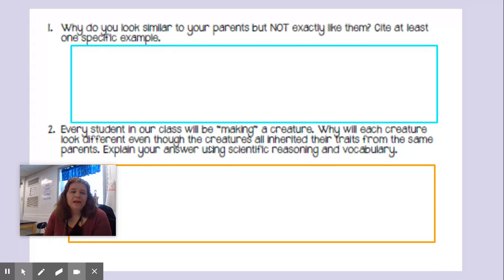And then on this worksheet, on this slideshow, you're going to be making a creature. Everyone in the class is going to be making a creature. And then why would each creature look different, even though the creatures all inherited their traits from the same parents? We're all going to make a creature from the mom and the dad, but why are our baby creatures going to look similar but different? So give me an explanation right there.